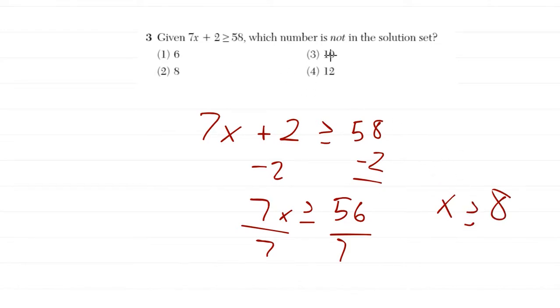Now, we have to find out which one of these answer choices does not fit that. X is greater than or equal to 8. 10 works, 12 works, 8 works because 8 is greater than or equal to itself. 6 does not work. 6 is not greater than or equal to 8, so 6 would be our answer.